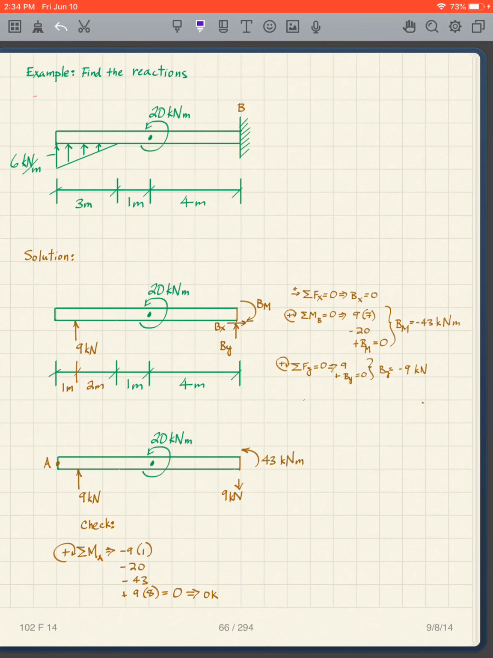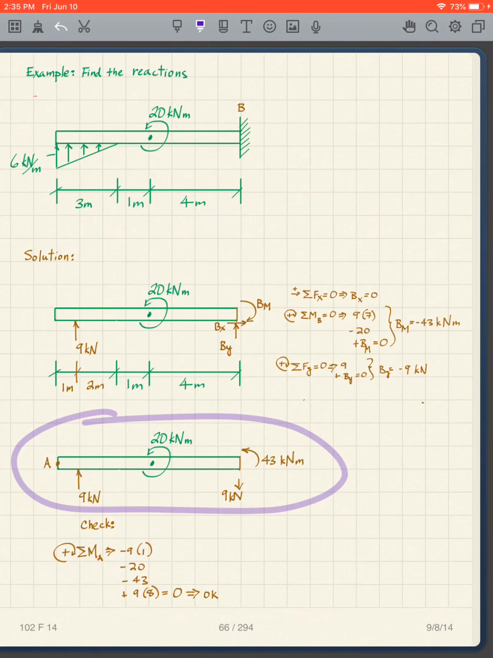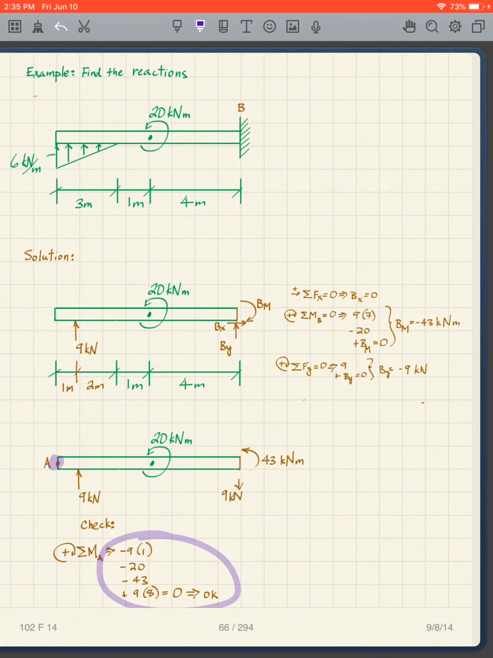So again, once we have this, we can check our answer, taking moments about this point, and what do we find? Indeed, that equals 0.